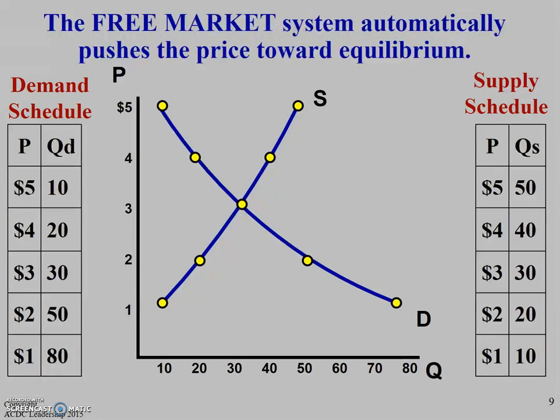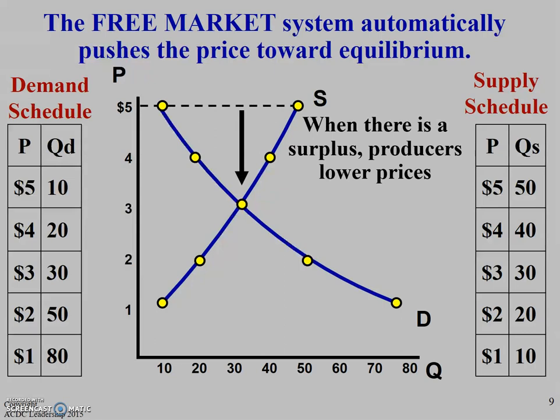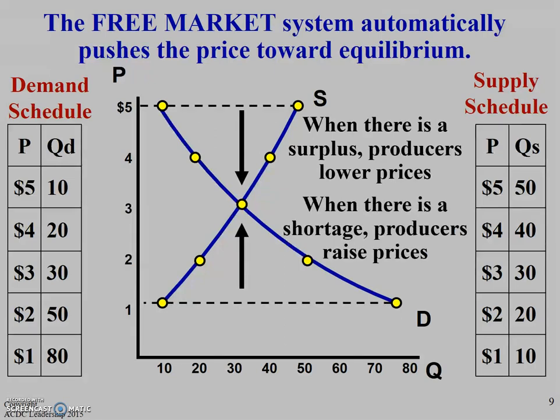The free market system automatically pushes the price towards equilibrium. So it'll always kind of happen that we'll return to that equilibrium state regardless. Businesses are smart enough to figure that out. So again, when there's a surplus, producers lower the prices, and when there's a shortage, producers raise prices.